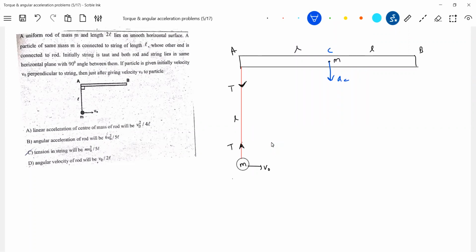Acceleration of the center of mass, called AC. At the same time, it will also set up a torque, alpha C, and then look at this rod now. It's having both linear acceleration and angular acceleration. So what is the acceleration of point A? Acceleration of point A should be AC plus L alpha C.